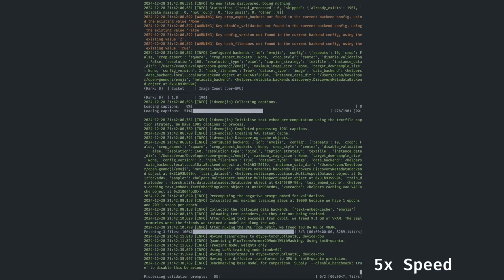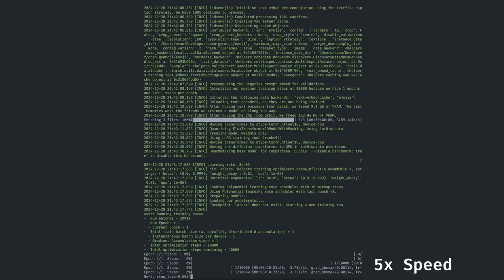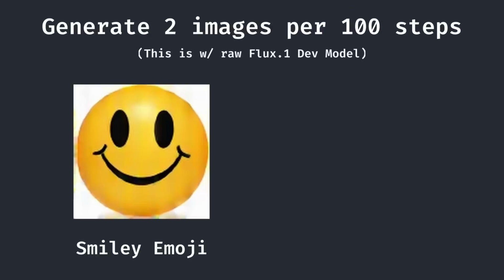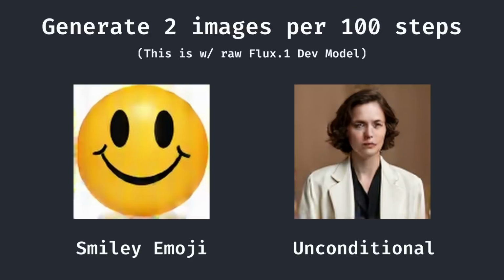Now, something interesting is that while training, I had it generate 2 images every 100 steps. First, a sample emoji of a smiley, and second, an unconditional image. Essentially, unconditional means having it generate an image with no prompt at all. And the results were pretty interesting.